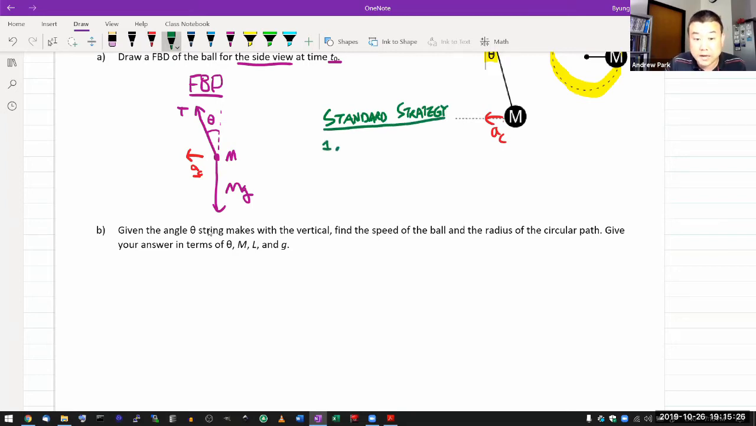Step 1, which I just did, is draw free body diagram. I just did that, so I don't need to do it again. Step number 2 is define coordinate axis. So I need to do that. I'm just going to use the diagram that I already drew to make all these notations. That's why I drew these arrows nice and big, so that it's easy for me to make those notations. So I identify the direction of acceleration. That's going to be my x-axis direction.